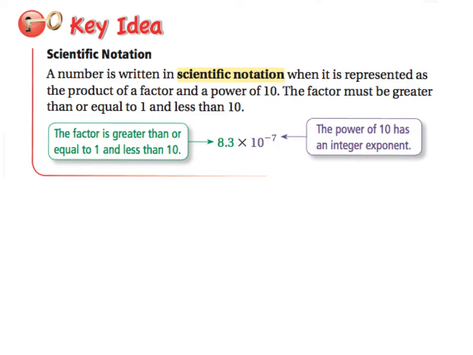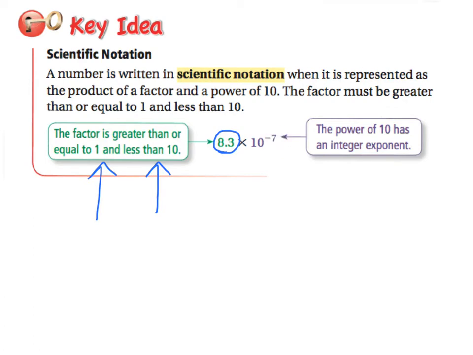Now here's the most important thing, is students will make mistakes on this. It's here in the green. The factor must be greater than or equal to 1. This number right here. Greater than or equal to 1, but less than 10. Once it gets to 10, it actually is going to go back to 1. And you'll understand that as we look at some examples. Now this is the power of 10. The power of 10 has an integer exponent, so we're always going to have an integer exponent.